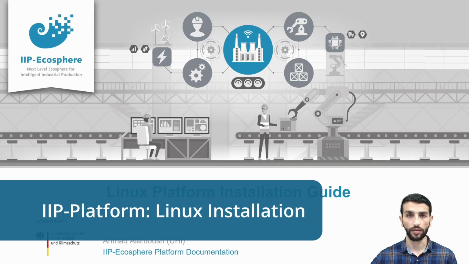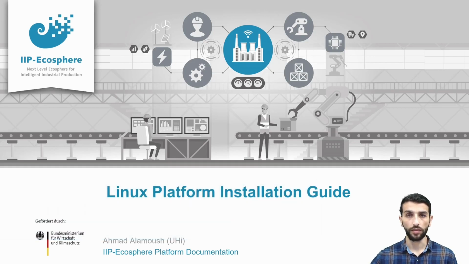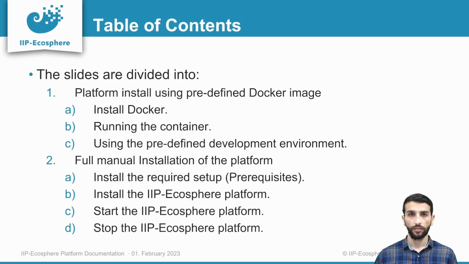This presentation is a guide to install IIP-Ecosphere Platform in Linux environment. There are two forms of installing the platform: the predefined Docker image and the full manual installation of the platform. The predefined Docker image is preferred for development application, while the full manual installation of the platform is preferred to be used to run the developed application.